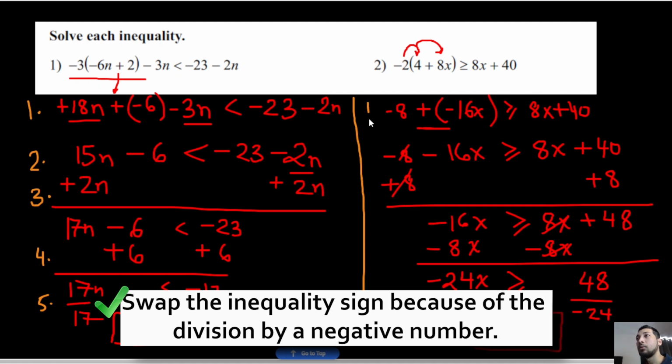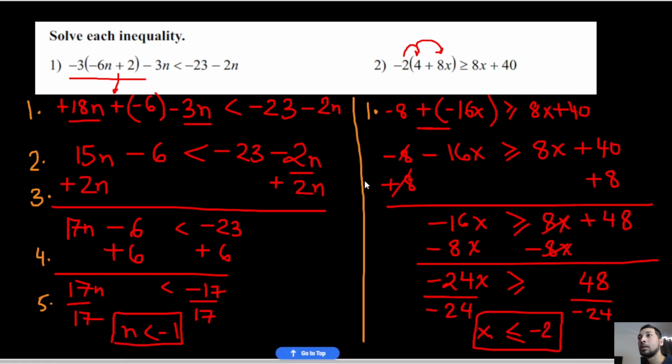Here we have one step, second step right here by adding 8. Third step, we just subtracted both sides by 8x. And fourth step, we just divided both sides by negative 24. So we just solved this inequality using 4 steps.